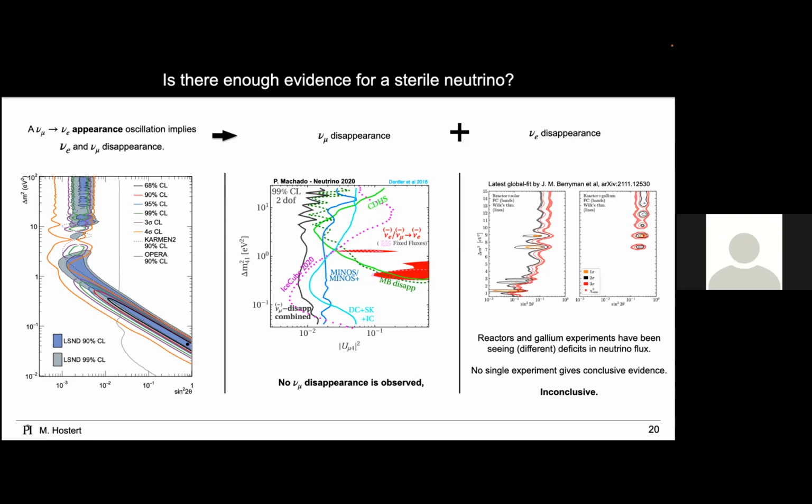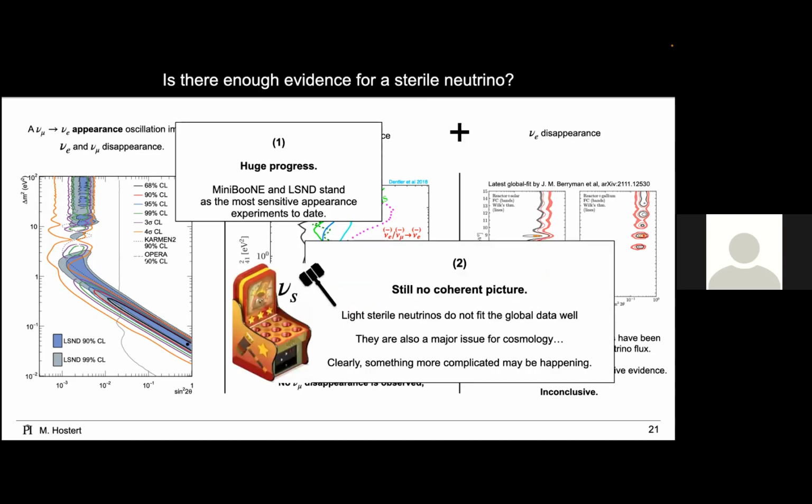Any questions at this point? If not, then I'll just conclude this introductory part saying, clearly there's been huge progress. MiniBooNE and LSND are the most sensitive appearance experiments to date, but there's still no coherent picture. So every time you try to nail down this sterile neutrino, it just escapes you.